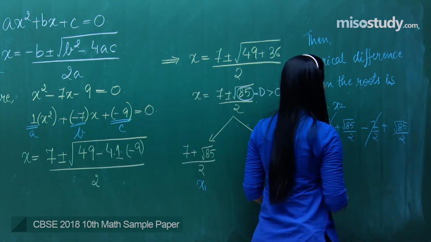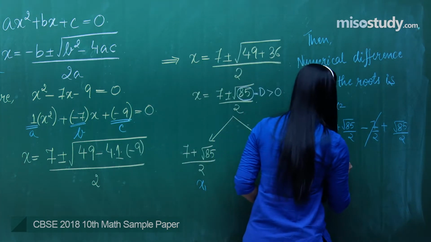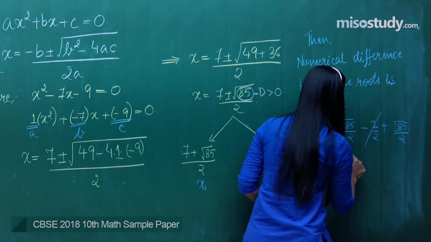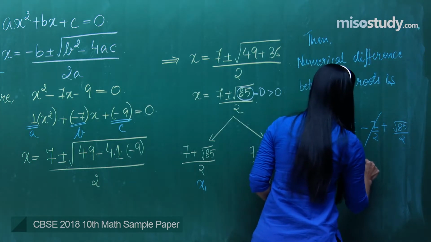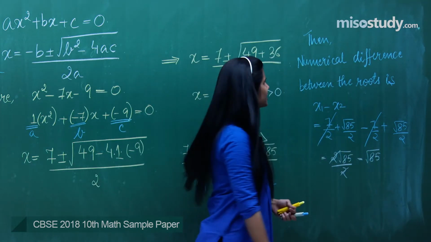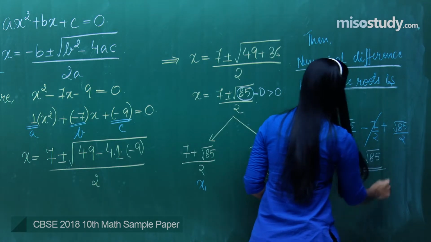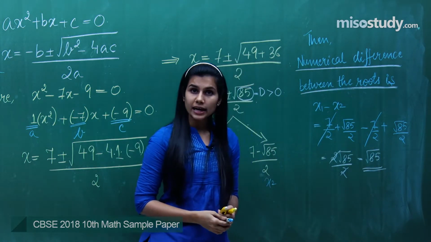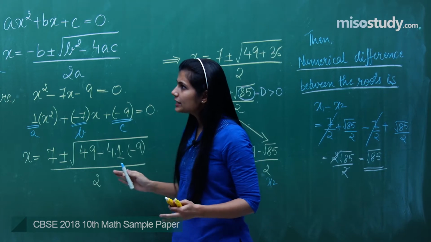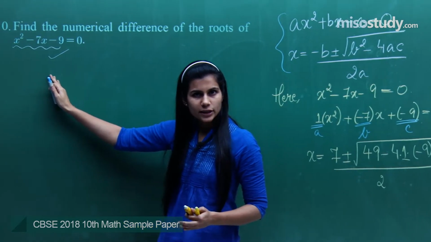This gets cancelled. You get root 85 by 2 plus root 85 by 2, which delivers you twice of root 85 by 2, which is root 85. And so the numerical difference between the roots is root 85. That is how easy this question was. Over here you just had to find the roots of this equation.